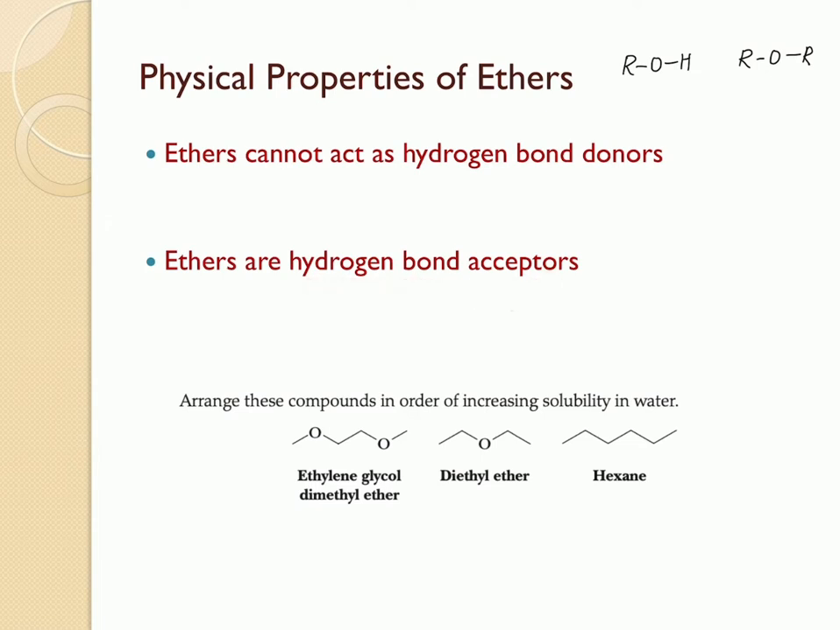Okay, so depending upon the number of hydrogen bonds that are formed, the solubility of the ether is going to increase or decrease in water. Now let's see whether we are able to answer this question. Arrange these compounds in order of increasing solubility in water. Water is a polar compound, so anything which is going to be polar or anything which has pretty much the same polarity as that of water is going to be soluble in water, right?